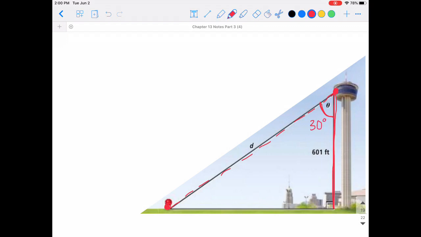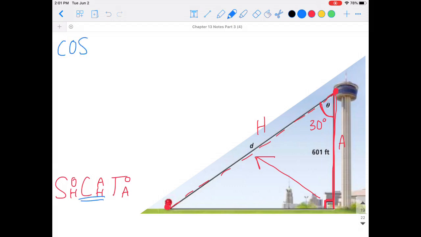So we have to use this information to set up an equation. Notice that we have formed a right triangle, and the two sides we're looking at are the hypotenuse and the adjacent side. We can use one of our trig functions with the adjacent side and the hypotenuse. Think about our acronyms, SOH CAH TOA. Using adjacent and hypotenuse is going to be cosine. So cosine of theta is equal to the adjacent side, the height, 601 over d.